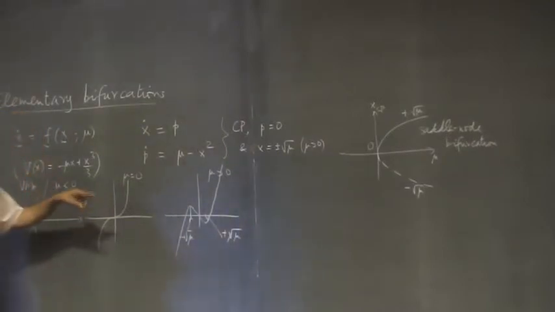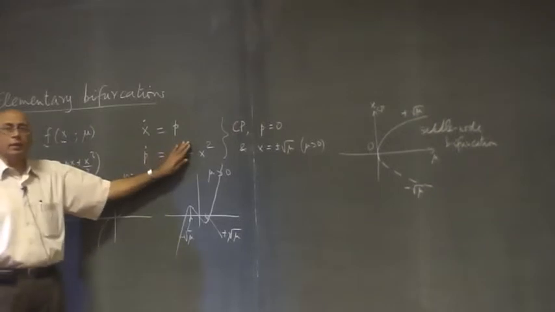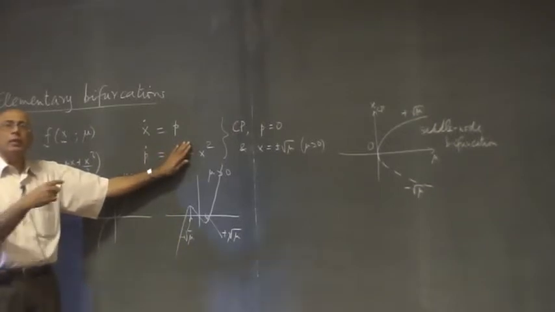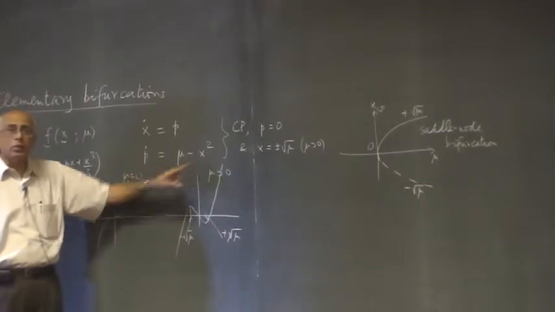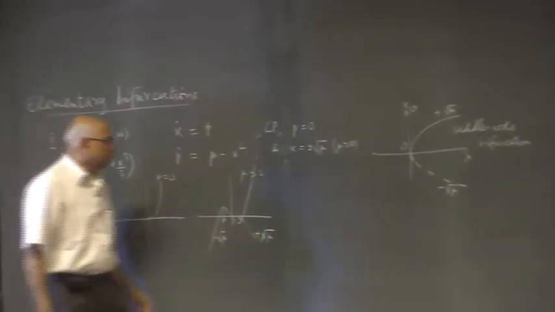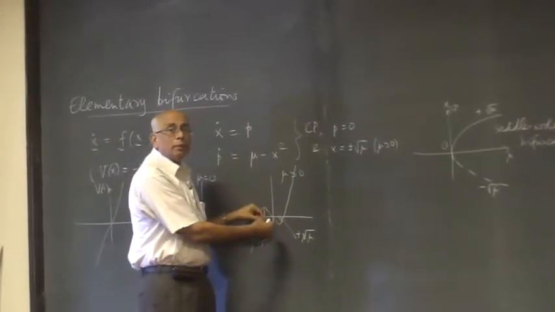Notice that at the value mu equal to 0, precisely at this value, this equation is not linearizable because it starts with a quadratic term here. So it's a degenerate critical point. These two guys have merged into one.